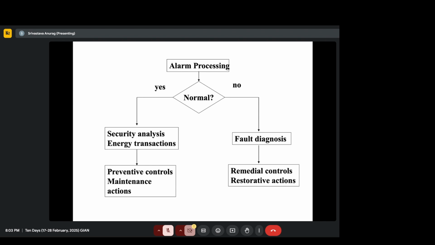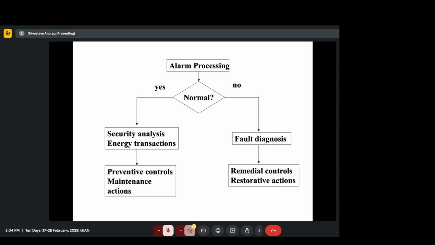We will do the security analysis. We will do the transaction as the power transfer is needed, and then apply some preventive control. Why is it heating? Make it less: redispatch the generation, make the power out of that generator less because it's being heated, or the transformer. We need to find out why it is being heated, and make the power transfer through the transformer less. So that's all preventive control, right?